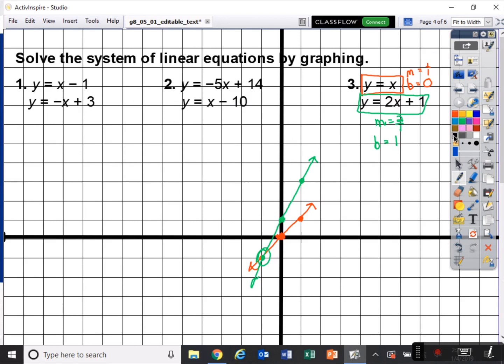So again, remember, our answer is that point. You have to write the point down. So I'll match it with the X and the Y. The X is -1, and the Y is -1. Now we can go back in and check it. Y equals X. -1 equals -1. Check.